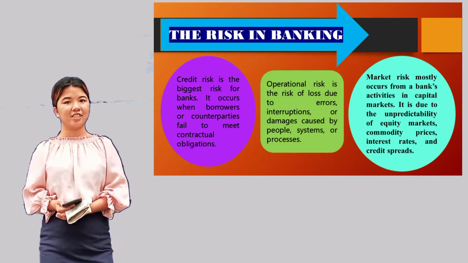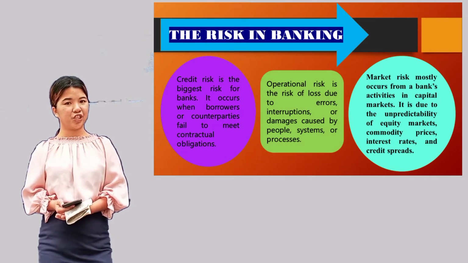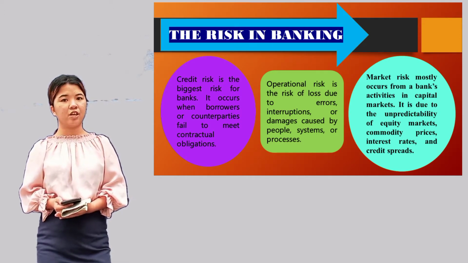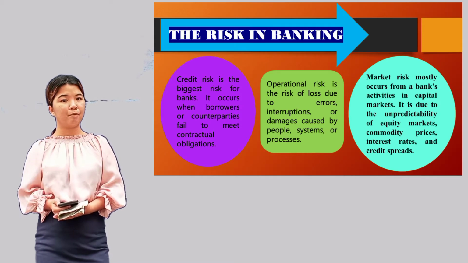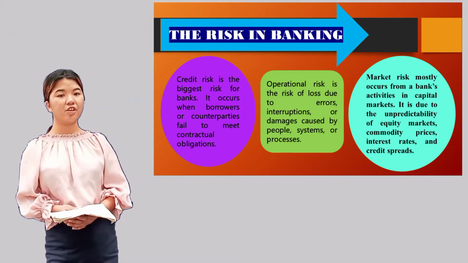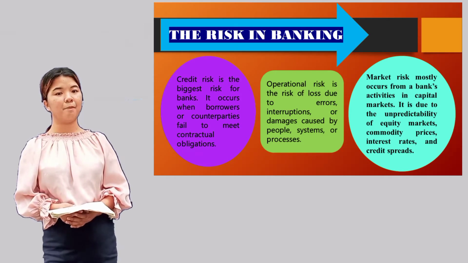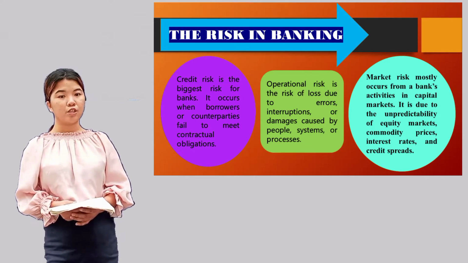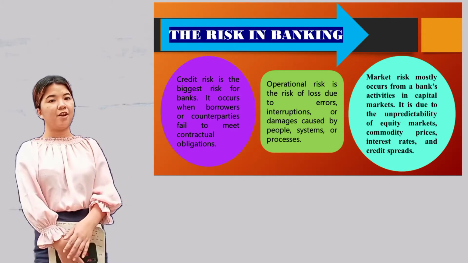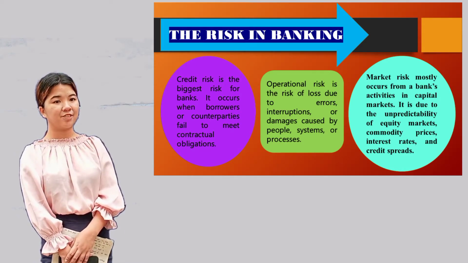And the next largest risk in banking is operational risk. Operational risk is the risk of loss due to errors, interruptions, or damage caused by people, systems, or processes. For example, when the teller machine accidentally gave $50 to the customer, so that the bank can lose some assets. For the last, market risk.